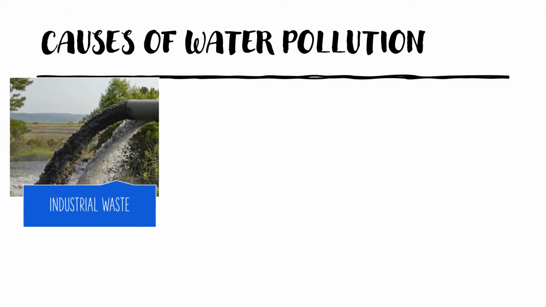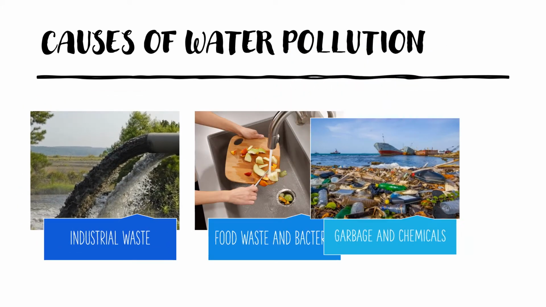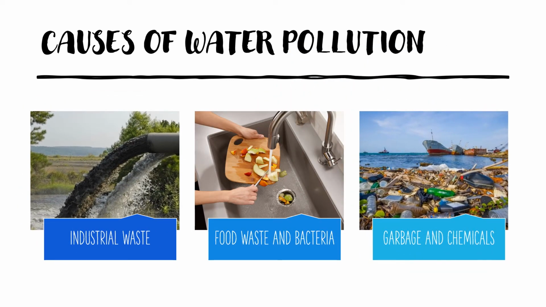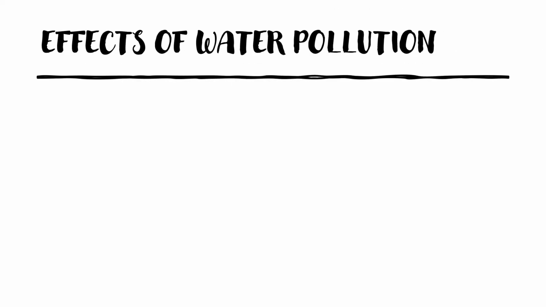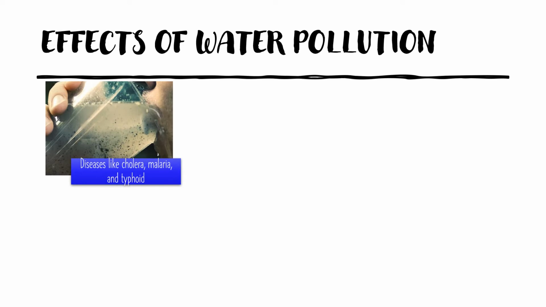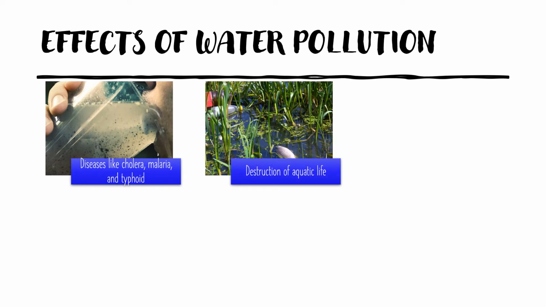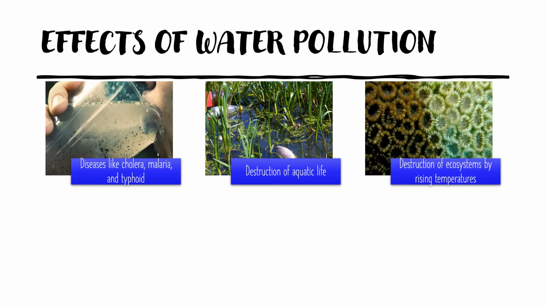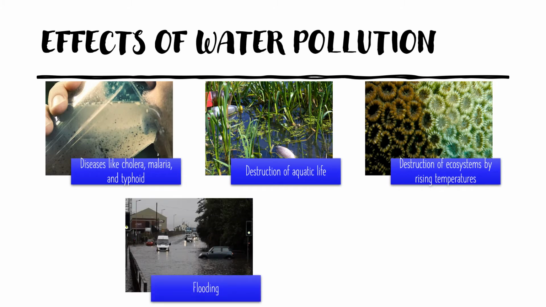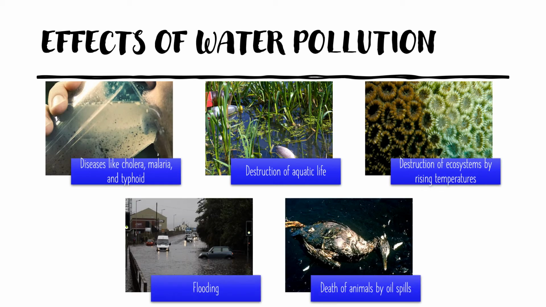Causes of water pollution are the industrial waste, food waste and bacteria, and garbage and chemicals. Effects of water pollution. Some of the effects are diseases like cholera, malaria, and typhoid, the destruction of aquatic life, the destruction of ecosystems by rising temperatures, flooding, and the death of animals by oil spill.